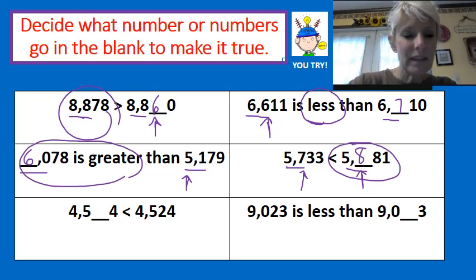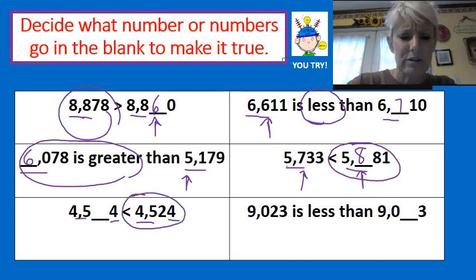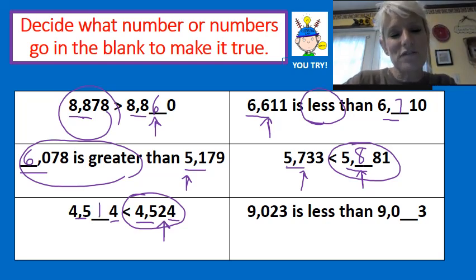The next one, I see 45, I see 45. Aha! I see a 4 at the end, a 4 at the end, but I see that this number has to be bigger, has to be greater. So I see a 2 here, and I think, what's less than a 2? That would have to be a 0 or a 1. I'm choosing to put a 1 because 4,514 is less than 4,524.